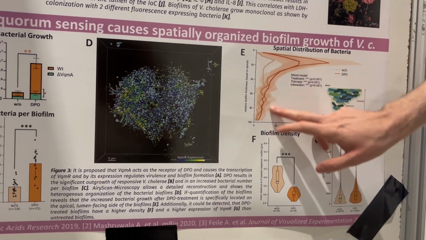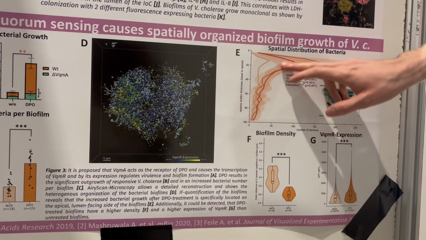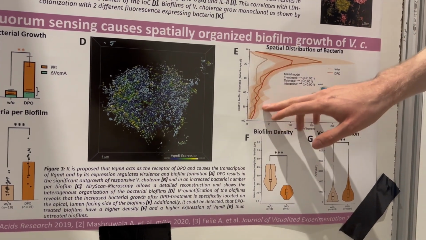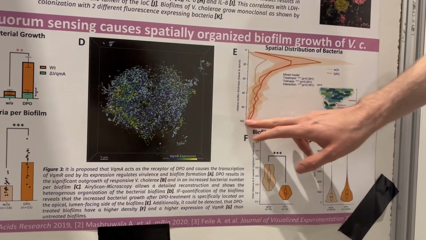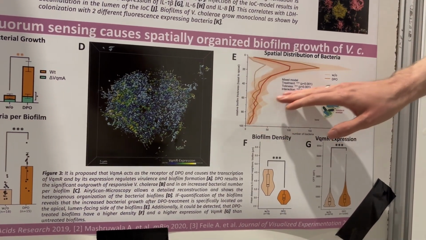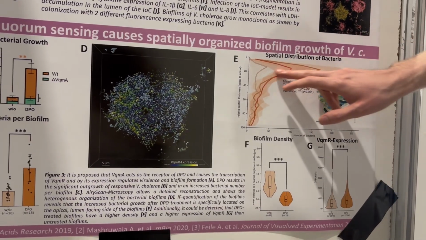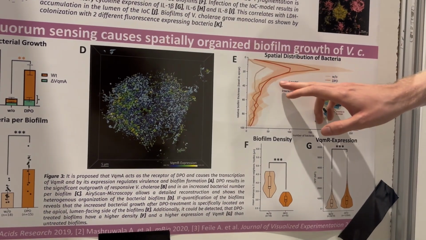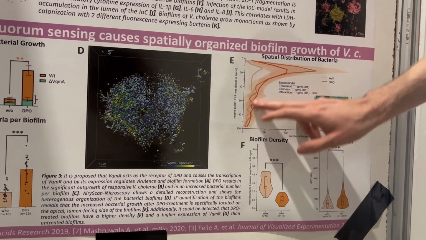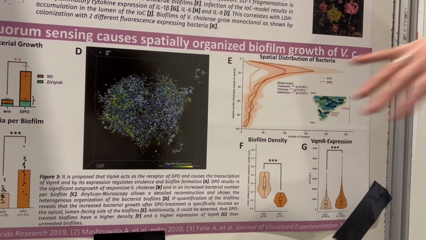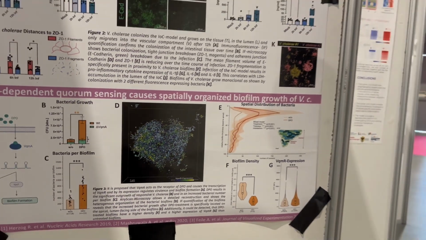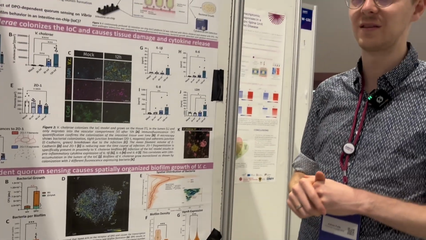So we can see here on the y-axis the depth of the biofilm. So here we are apical, and down here we are basal. And on the x-axis we have the amount of bacteria per position. And we see that this increase in bacteria that we see with DPO treatment is just happening in the apical part of the biofilm, whereas in the more basal part there's no difference. So we really see the spatial differentiation inside of the biofilm that we can create with the quorum sensing manipulation.